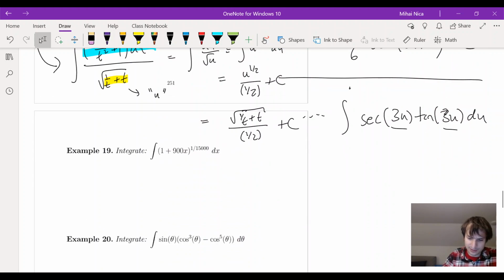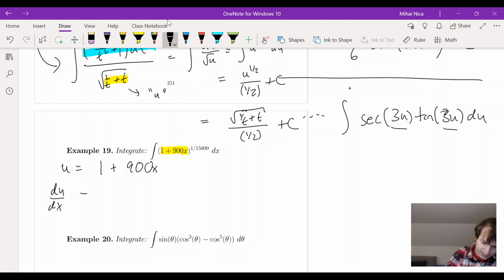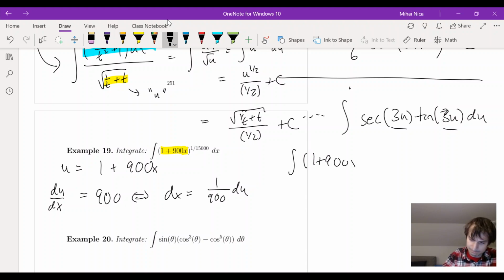Next problem, integrate this crazy thing. Just like before, I'm looking at this and thinking, why don't I make that a u? So u equals 1 plus 900x. du dx is 900. Or another way of saying that is, dx is 1 over 900 du. And then we can replace this in. So the integral of 1 plus 900x to the power 1 over 15,000 dx, and I'm going to replace the dx with 1 over 900 du.